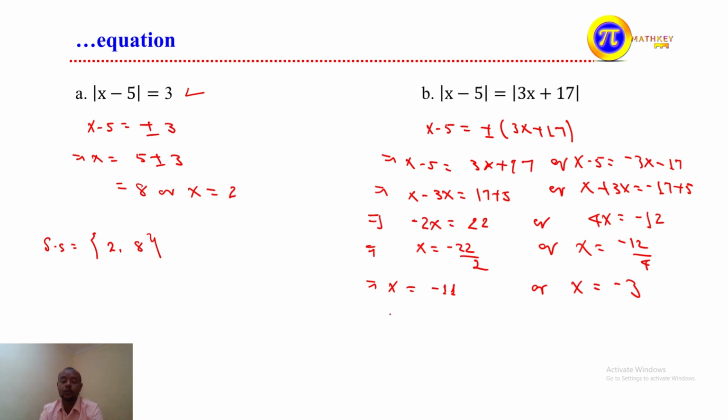If so, you can put the solution set as negative 11, comma, negative 3. If asked for the solution set, you have to put it inside the solution set. If asked for the value of x, you put it like this, as it is.